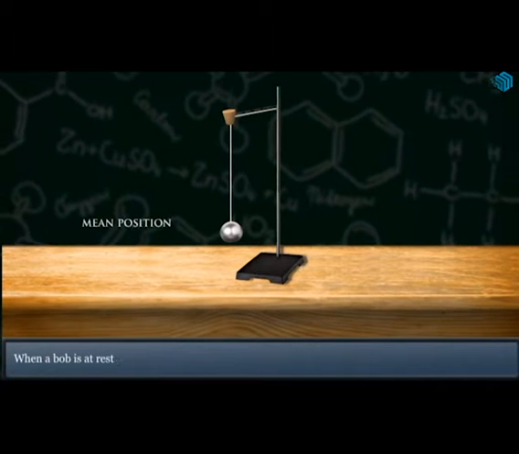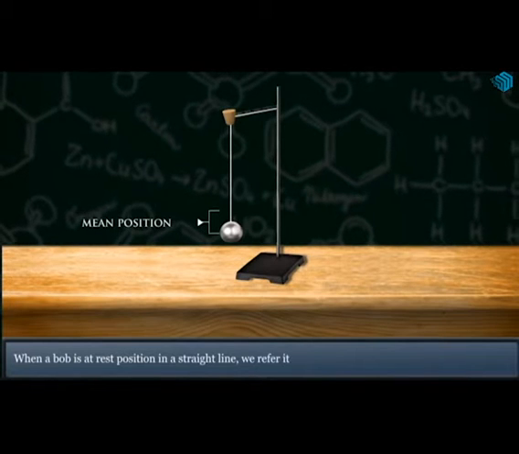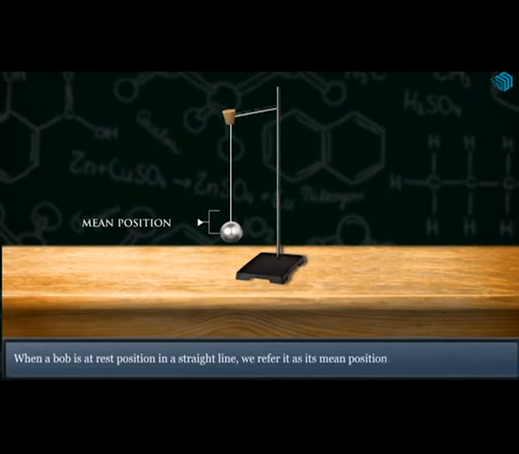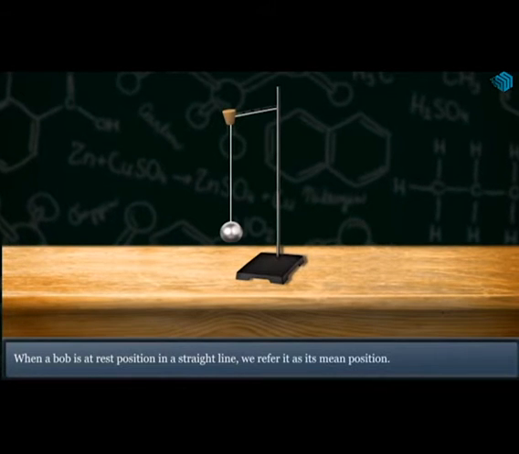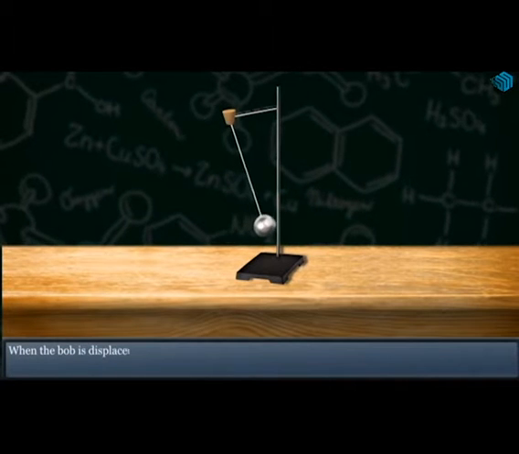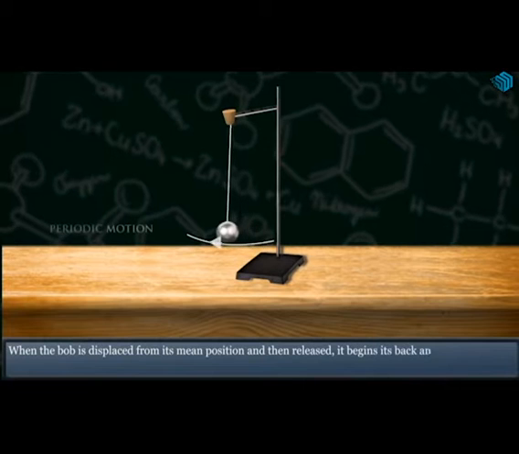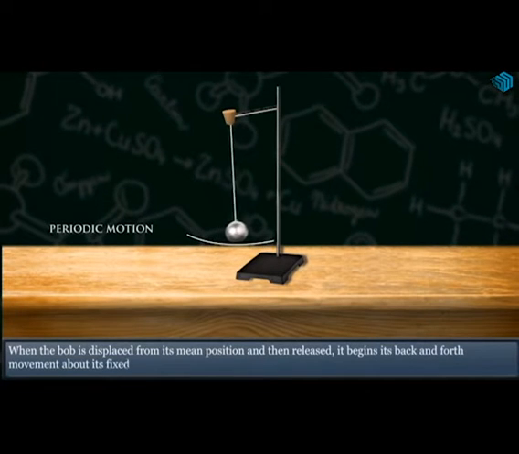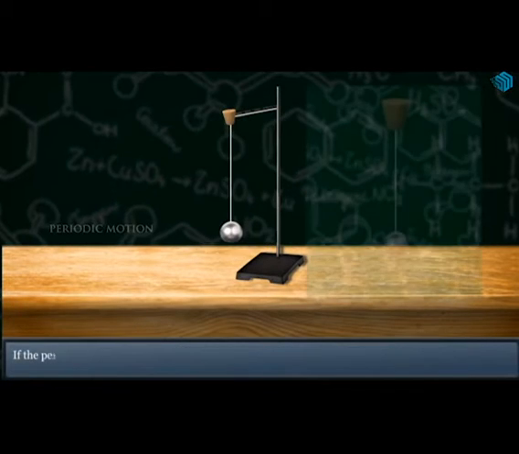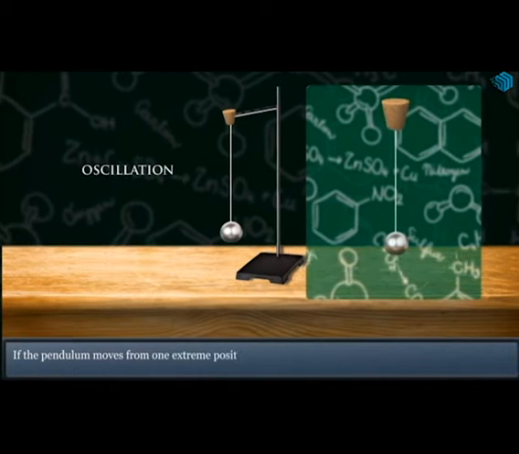So, when a bob is at rest position in a straight line, we refer to it as its mean position. When the bob moves from its mean position to the extreme right, from the extreme right to the extreme left, and finally back to its mean position, it completes one oscillation.